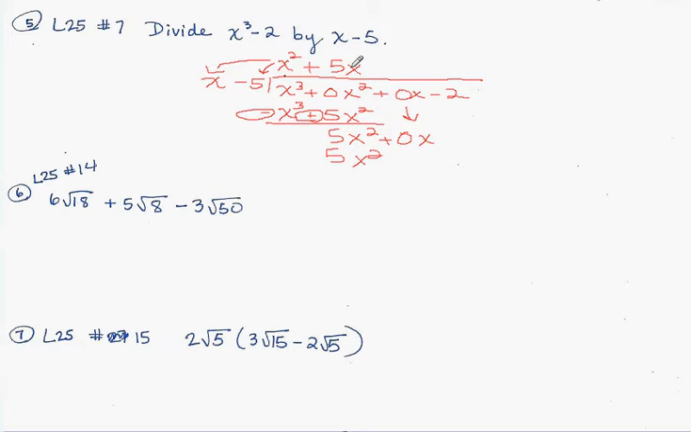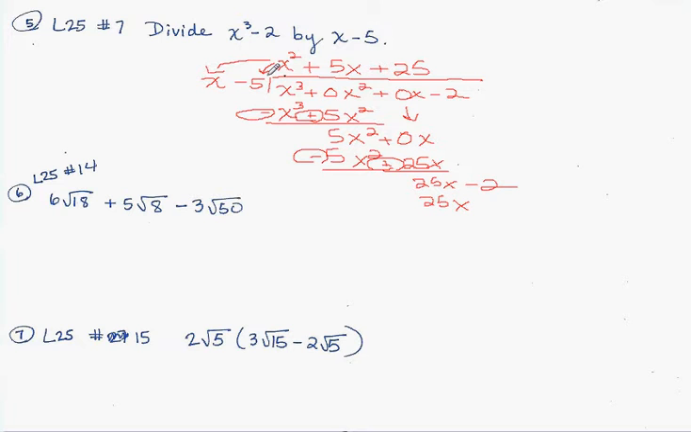5x times negative 5, then you take it times the first term, and then you take it times the second term, so you get negative 25x. Change your sign and add. You get 25x minus 2, and you start the process all over. What times x gives us 25x? Well, it's 25. So you get 25x.